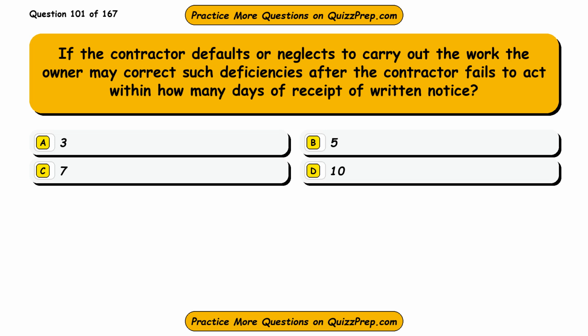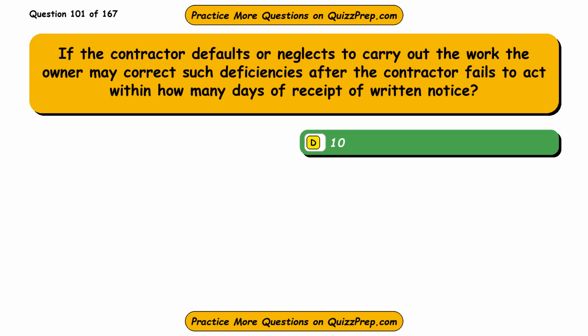Question 101. If the contractor defaults or neglects to carry out the work, the owner may correct such deficiencies after the contractor fails to act within how many days of receipt of written notice? Option A, 3. Option B, 5. Option C, 7. Option D, 10. The correct answer is option D, 10.